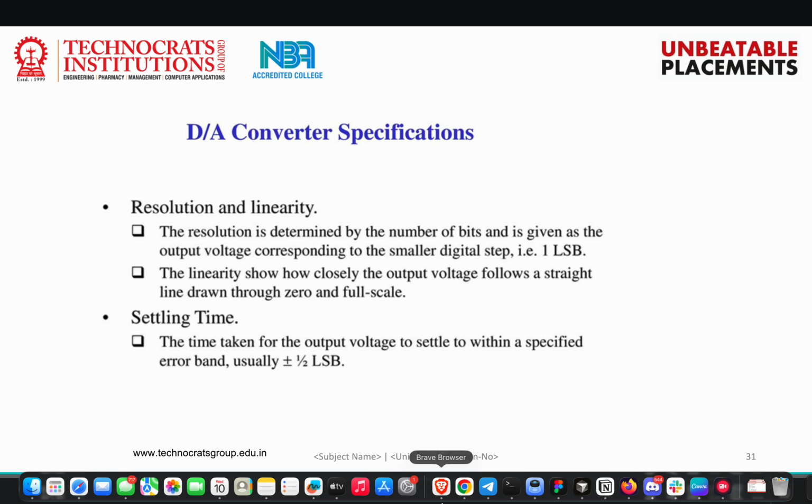D2A converter specification: resolution and linearity. The resolution is determined by the number of bits and is given as the output voltage corresponding to the smallest digital step, that is 1 LSB. The linearity shows how closely the output voltage follows a straight line drawn through 0 and full scale. Settling time: the time taken for the output voltage to settle to within a specified error band, usually plus minus 1 by 2 LSB.